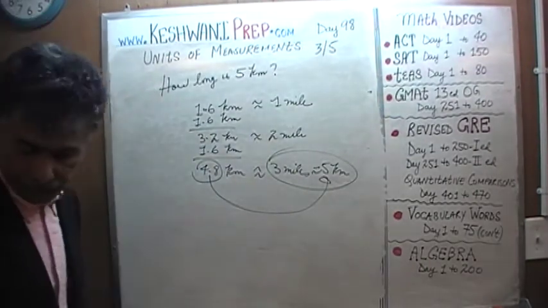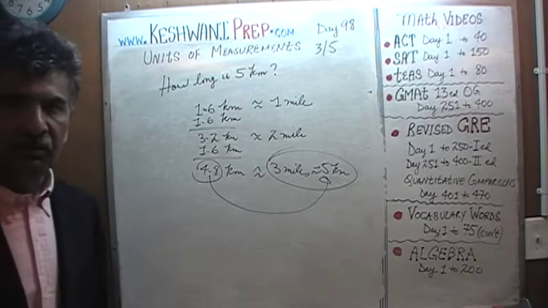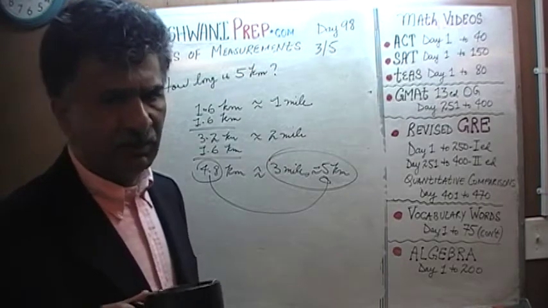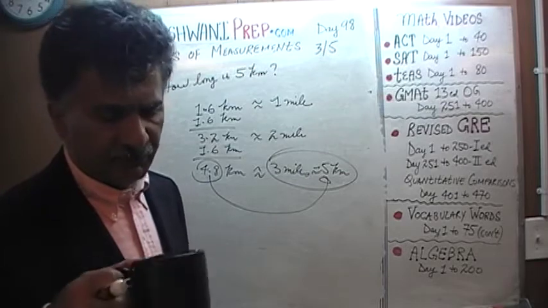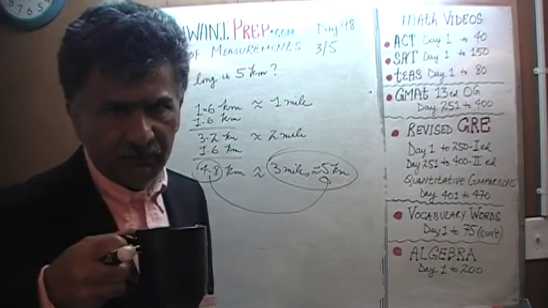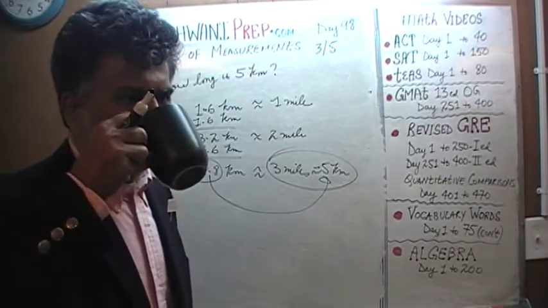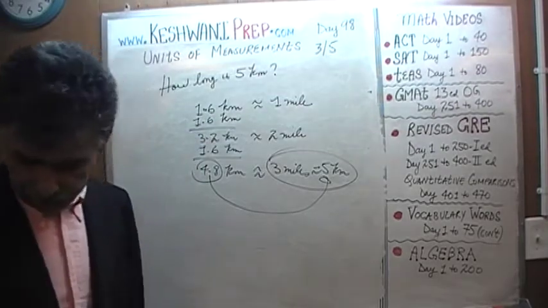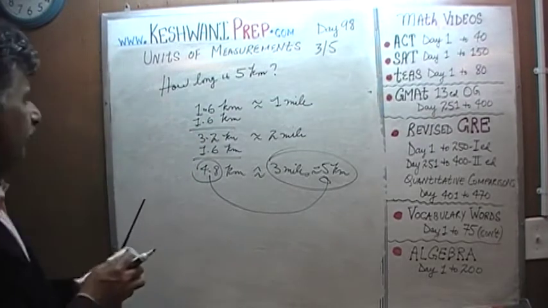Let's do one more, shall we? Don't make it too complicated, just keep it simple. Therefore, 10 kilometers is about 6 miles. 16 kilometers is about 10 miles. And that'll be more than sufficient.